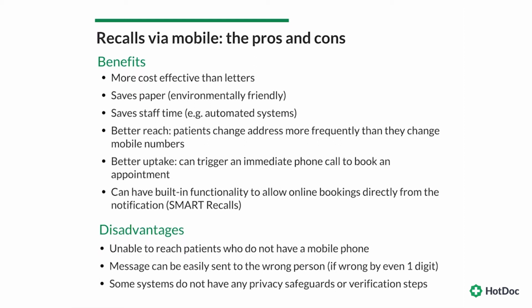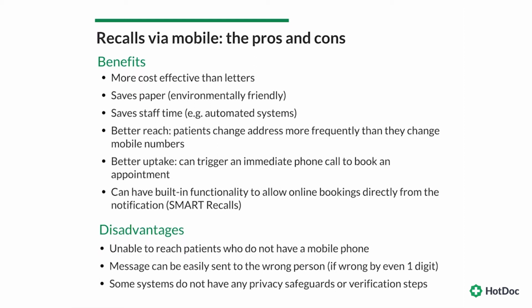One of the issues with that is, again, with privacy, some of the systems that are out there for messaging do not really have any privacy safeguards or any verification steps, which obviously with smart recalls, we made sure that we built in there. So again, it's very easy. If you have the mobile number wrong by a digit, all of a sudden you're sending information that could be quite confidential to a complete stranger that has no business looking at that information.